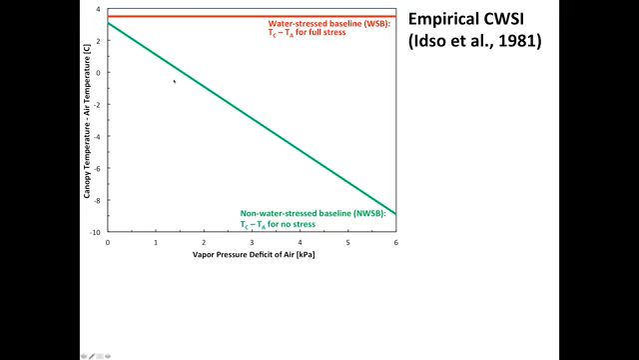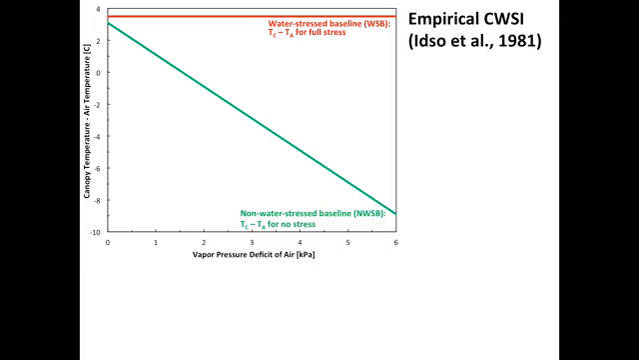But essentially they found through their field data that the difference between canopy and air temperature for a well-watered canopy declined as vapor pressure deficit increased. They also found that this canopy to air temperature difference was relatively constant for a canopy experiencing significant water stress.